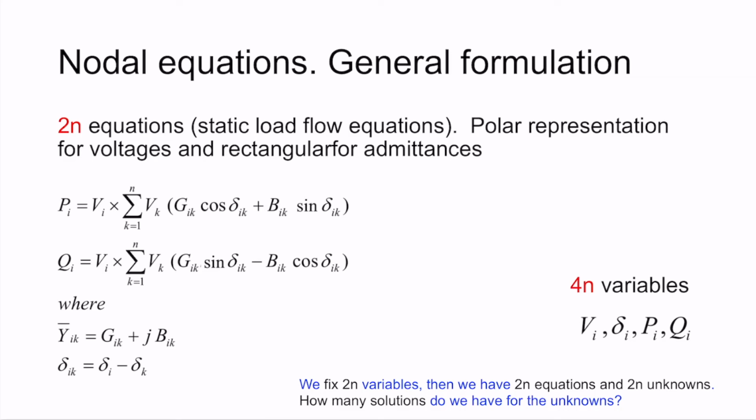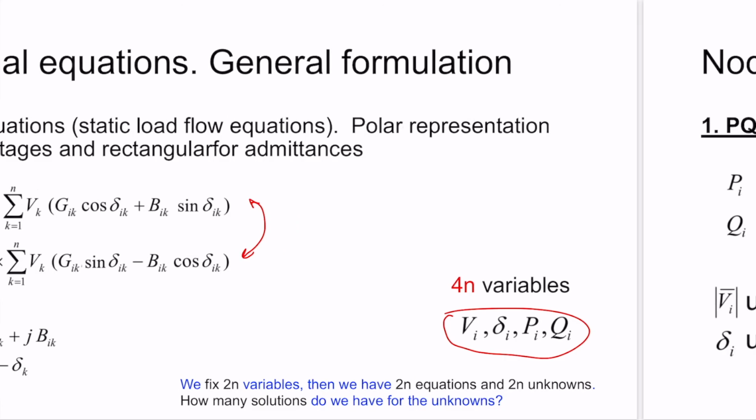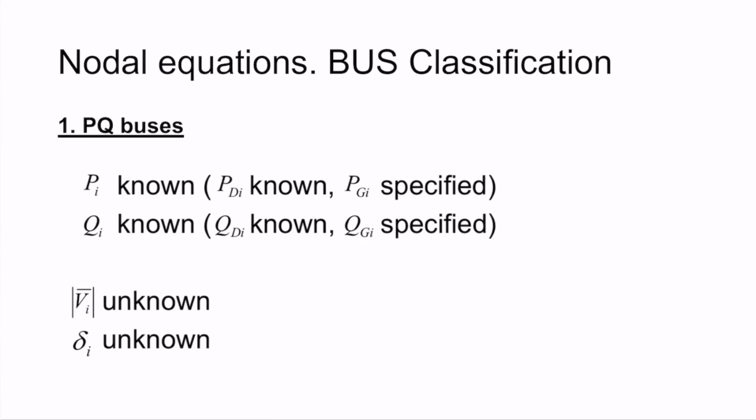How can we fix at every node 2 of those variables? Among all these 4, I need to fix only 2. Then I will have another 2 that will remain unknown and will be given by the set of equations that I have in each node. So how do we define which of those variables should be fixed? Power engineers basically classify nodes depending on what they know from each node. So there is a classification of 3 types of nodes.